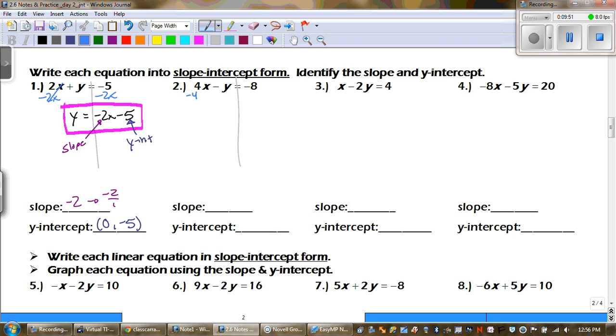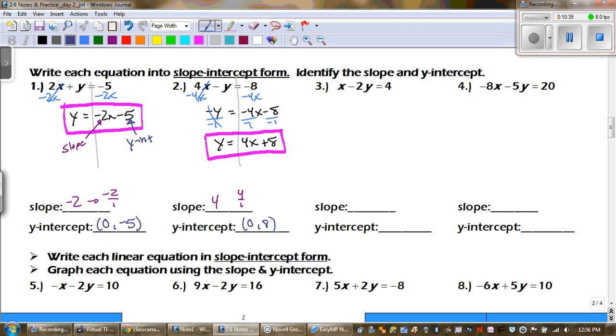So we have to subtract the x and get it to the other side. Remember, we can only combine like terms. Don't forget about that negative in front of the y. All right, and now we need to divide by -1, and we get that y equals 4x plus 8. Okay, our slope is 4, and you can write that as 4 over 1, and then your y-intercept is (0, 8).